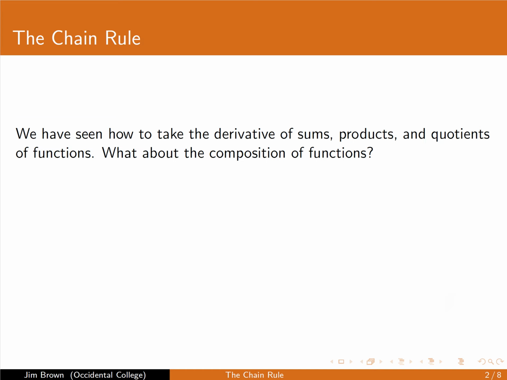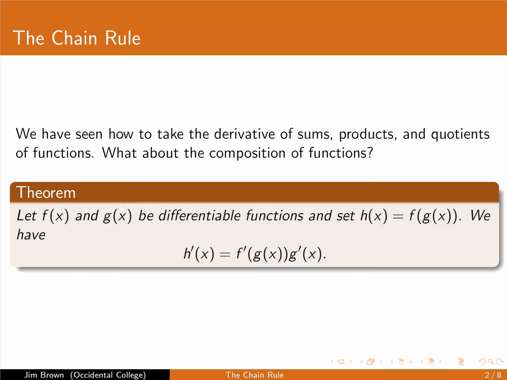So let's start with just how we go about this. Let's suppose we have two differentiable functions, f of x and g of x, and let's set h of x to be the composition of them. So we're plugging g of x into the function f of x. Then in this case, the derivative of h is given by the derivative of f evaluated at g of x times the derivative of g of x.